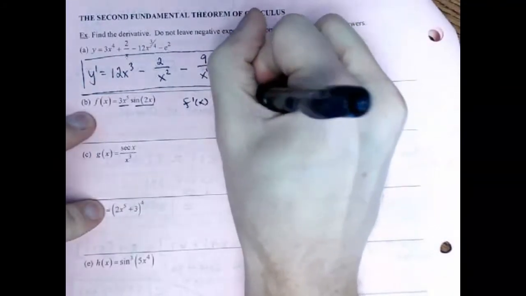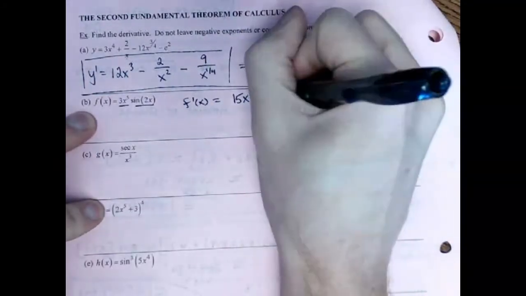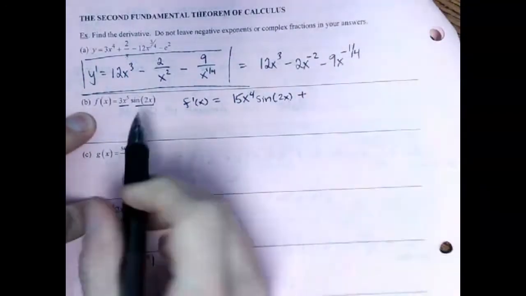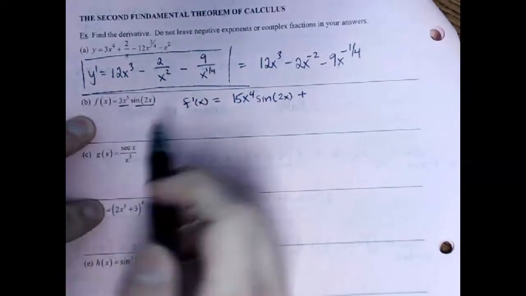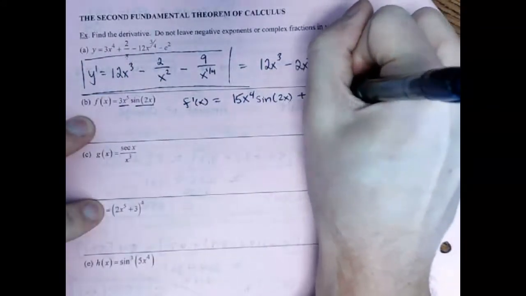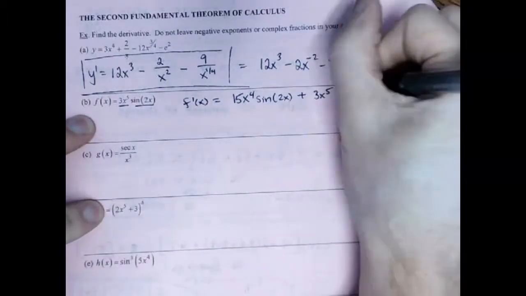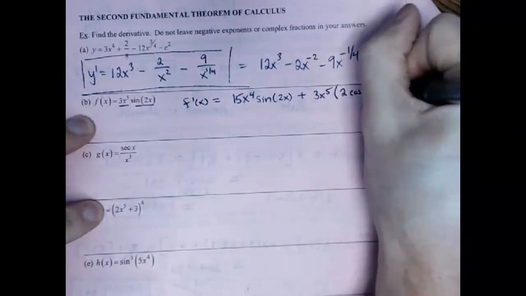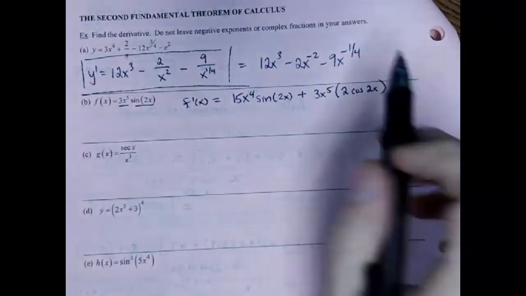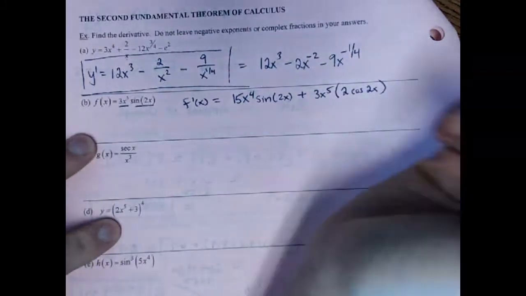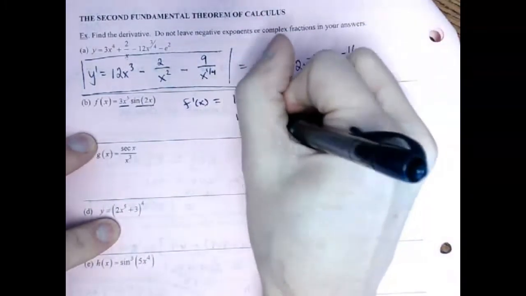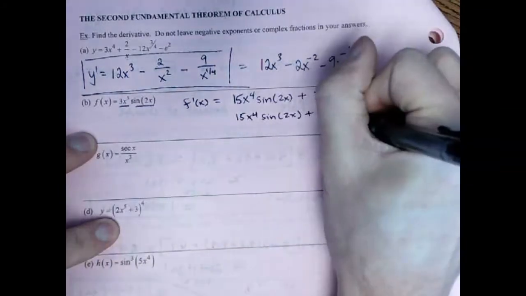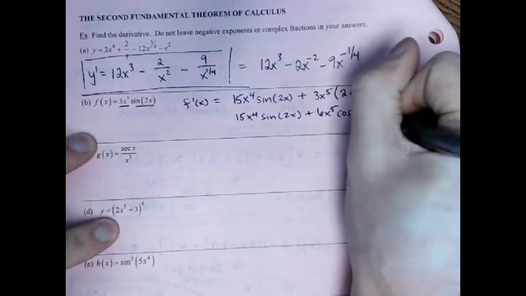So that'd be 15x to the 4th times the second. So I'm just going to copy that. Plus, then I'm going to need the derivative of the second times the first. I'm going to just copy the first because you don't have to do anything. And then the derivative of the second would be 2 cosine 2x. Right? The derivative of sine is cosine, and that extra 2 kicks out because of the chain rule. Here we go. We could rewrite it: 15x to the 4th sine of 2x plus 6x to the 5th cosine 2x.